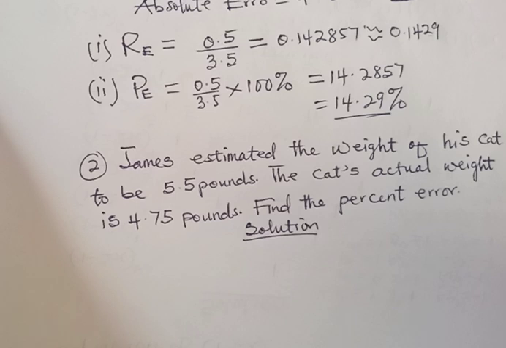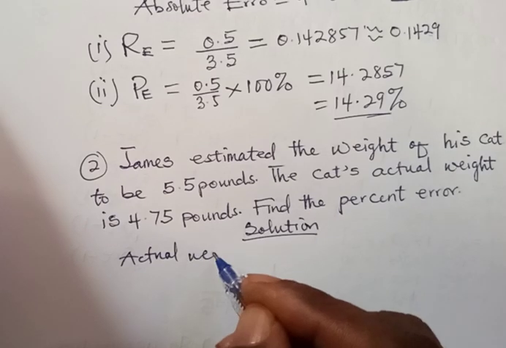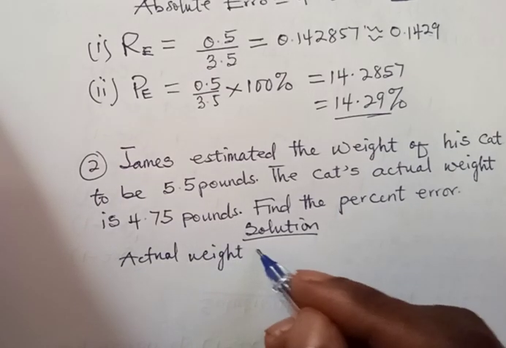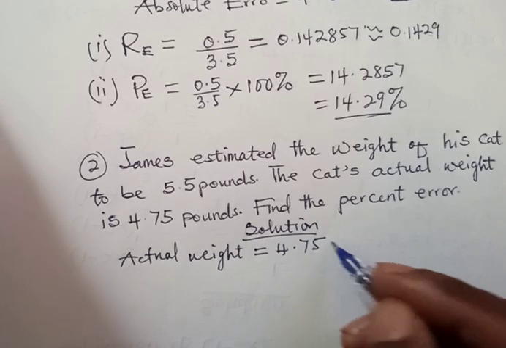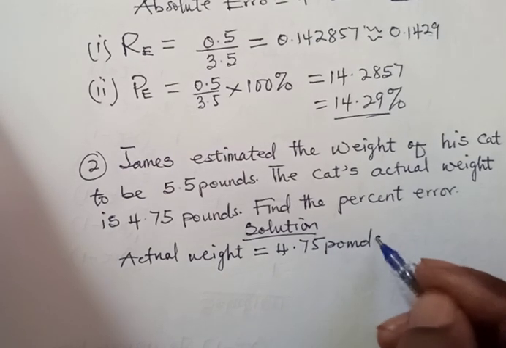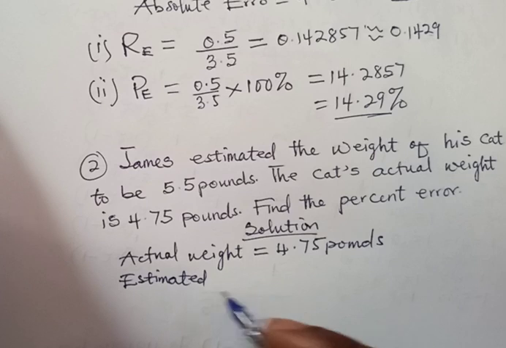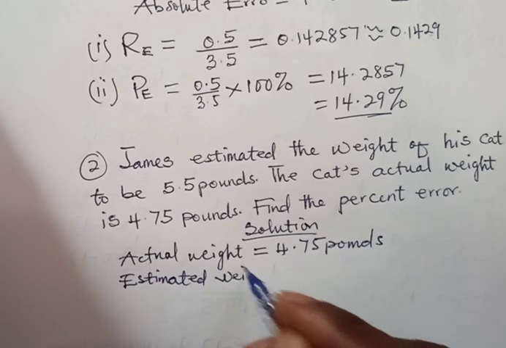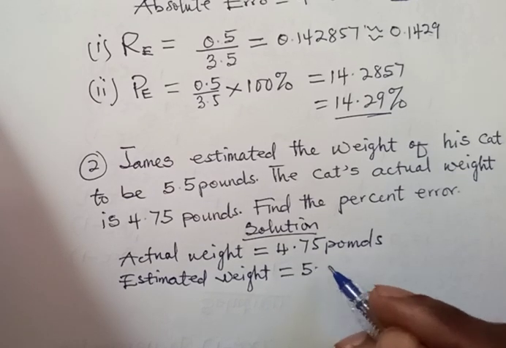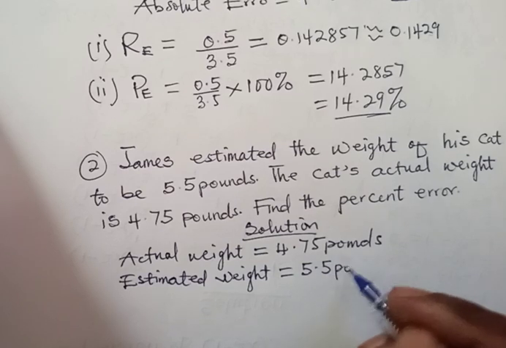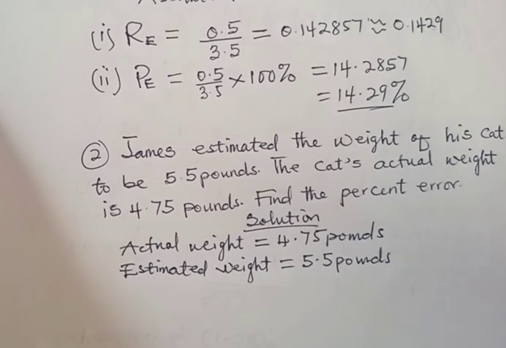So let's identify the actual weight. The actual weight is giving us 4.75 pounds, and the estimated weight is also giving us 5.5 pounds. Good. So let's find the percentage error.